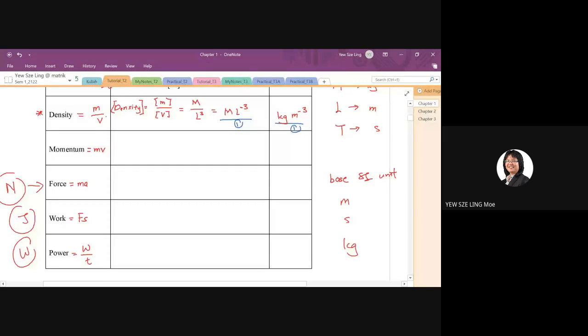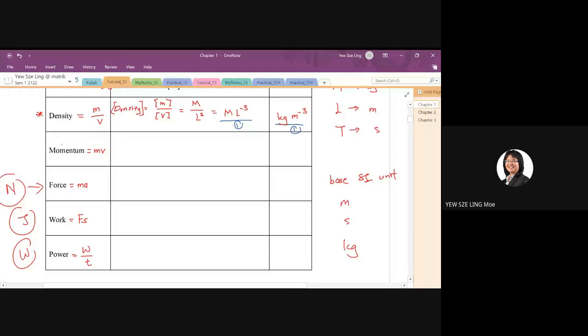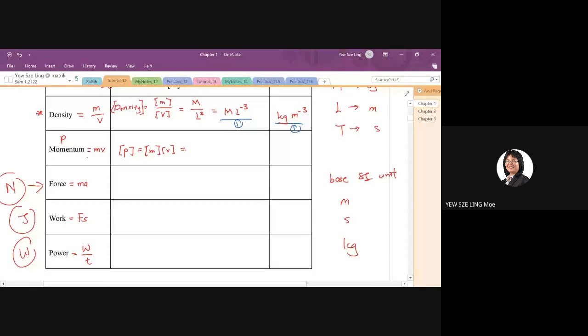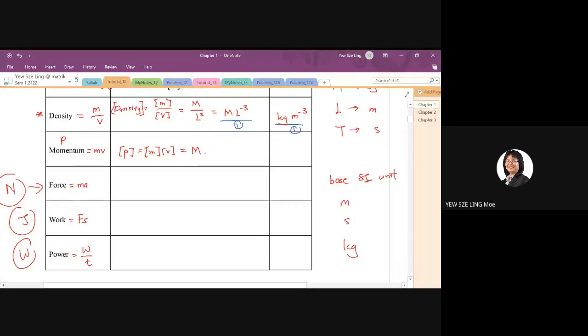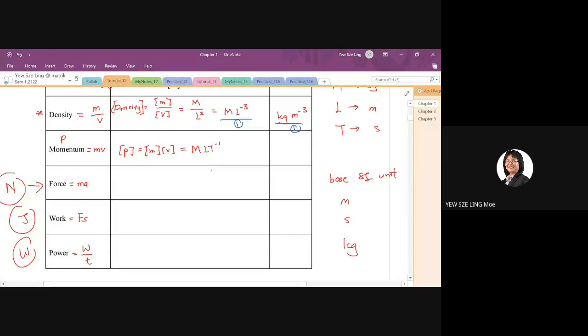So altogether, this question, just a derivation question, is worth 2 marks in your final exam. All right, so momentum. The symbol for momentum is P. So I'm going to put [P] equals [M][V]. So mass, again, I have capital letter M, and then velocity, in the previous questions, we have LT^-1. So this is the dimension for momentum.